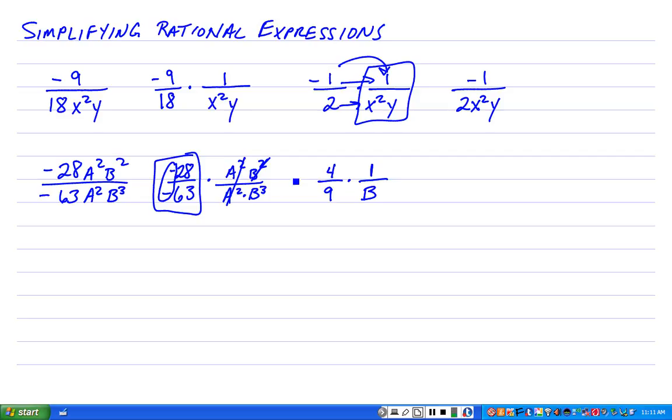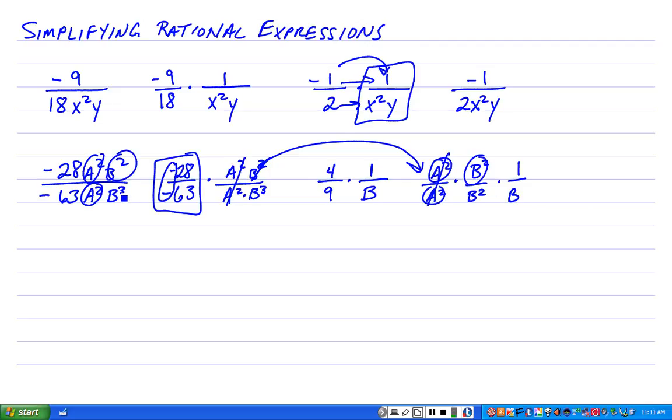Here, I'll write it a different way. I could have written it as a squared over a squared times b squared over b squared times 1 over b. I had two a's right here, right? A squared, there it is. A squared, there it is. Those cancel. Now b squared, here we go. I had b to the third here, but I put two of them here, so they cancel with 1 left over. So 2 plus this 1 gives me my 3. So that means this is left over.